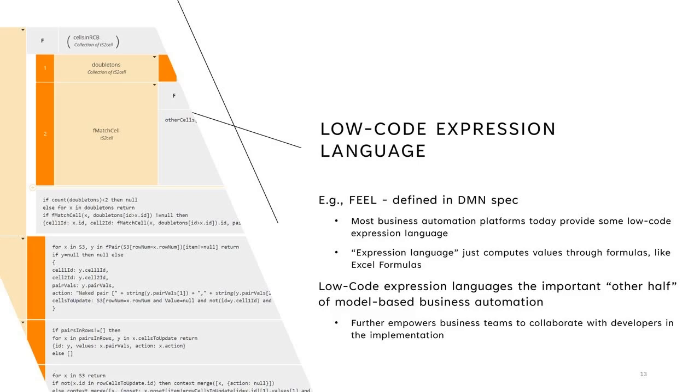Low-code expression languages should be seen today as the important other half of model-based business automation, along with diagrams composed of standardized shapes, semantics, and operational behavior. The goal is faster time to value, easier solution maintenance, and improved user acceptance through close collaboration of business and development teams.